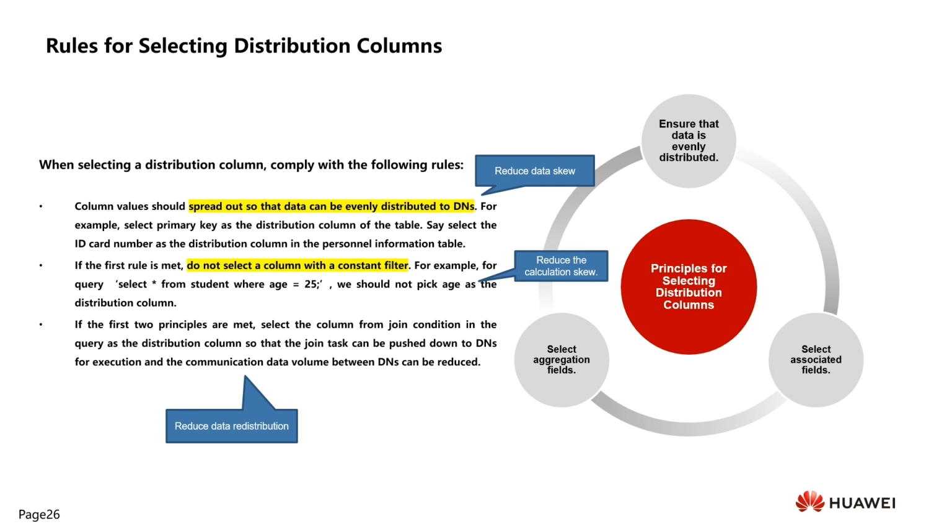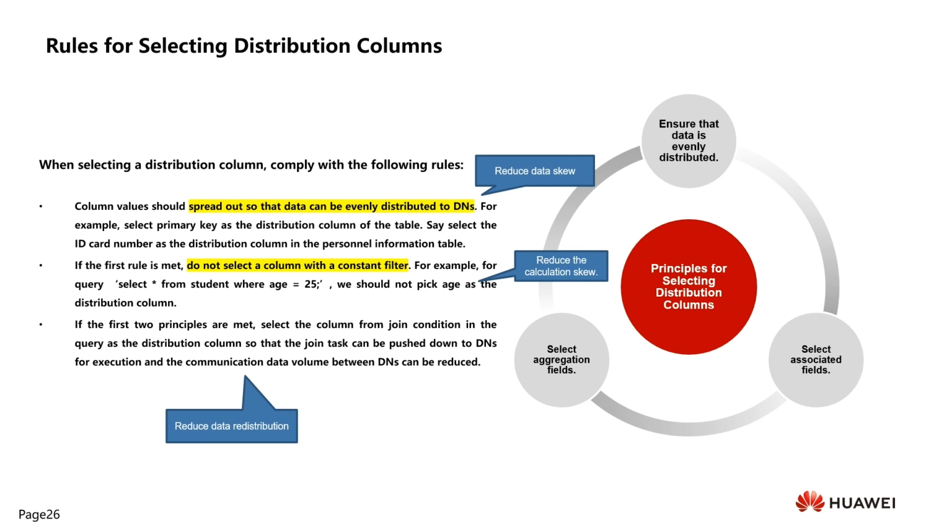If the first rule is met, we do not want to select a column with a constant filter. For example, for the query SELECT * FROM student WHERE age = 25, we should not pick age as the distribution column, because whenever we run this query, we would have all the rows with age equal to 25 in one DN, and therefore one single DN does all the work while all other DNs stay idle. This is a case where we have a calculation skew.